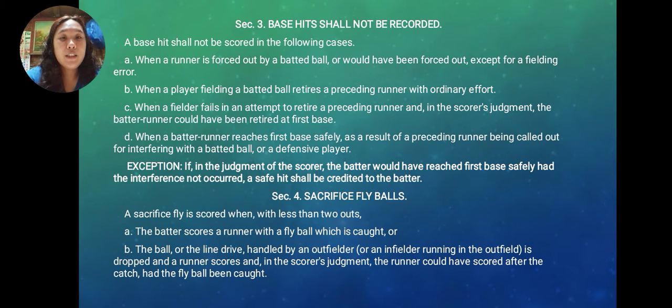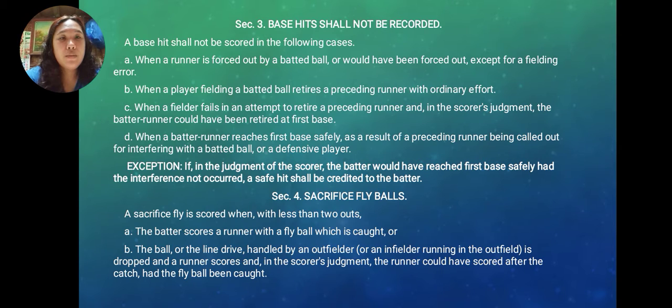Then for letter D, when a batter runner reaches first base safely as a result of a preceding runner being called out for interfering with the batted ball or a defensive player. So this is the exception.